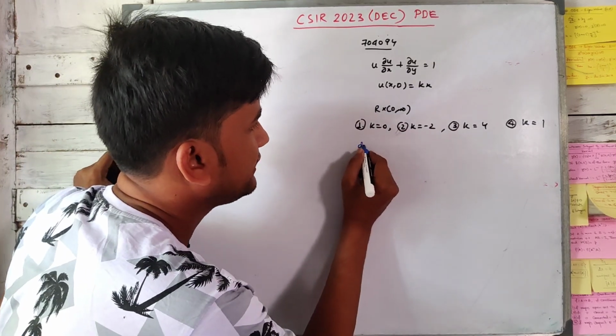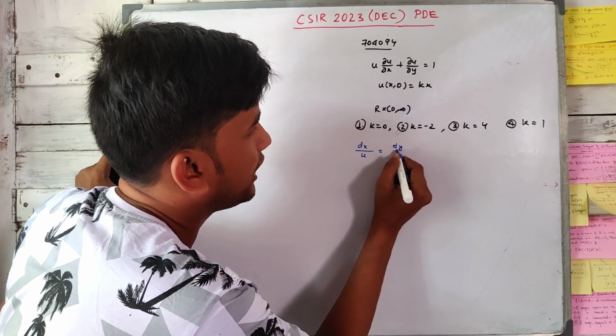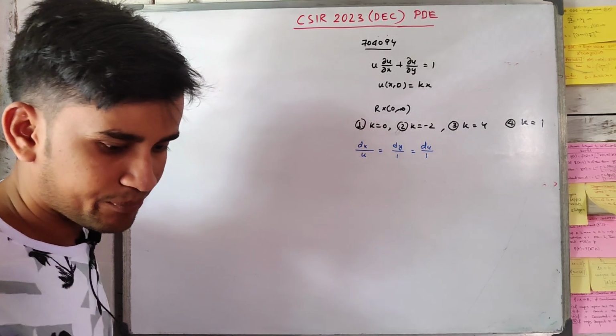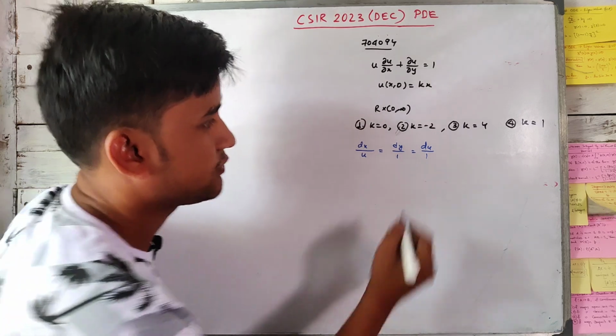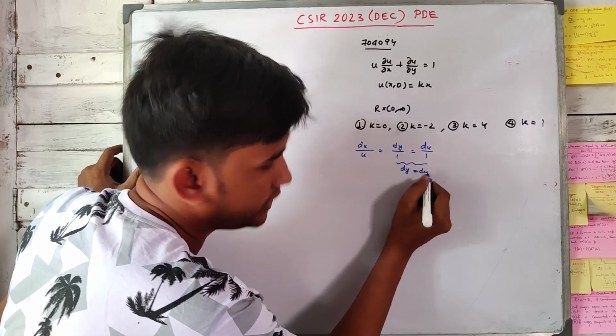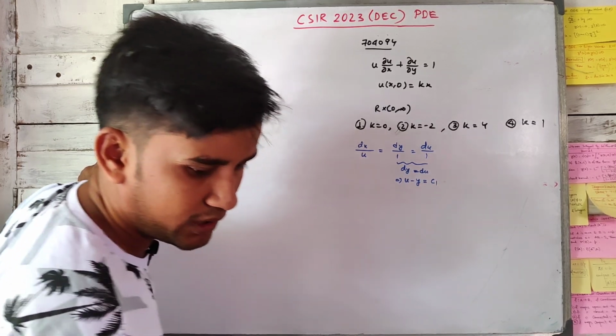Okay, so dx by u equal to dy by 1 equal to du by 1. Now if we take the second two ratios, then dy equal to du. This implies u minus y equal to constant c1.